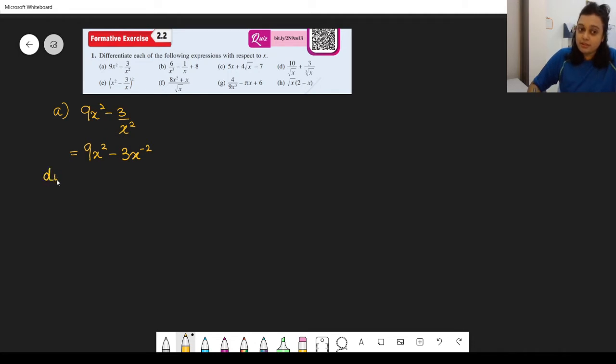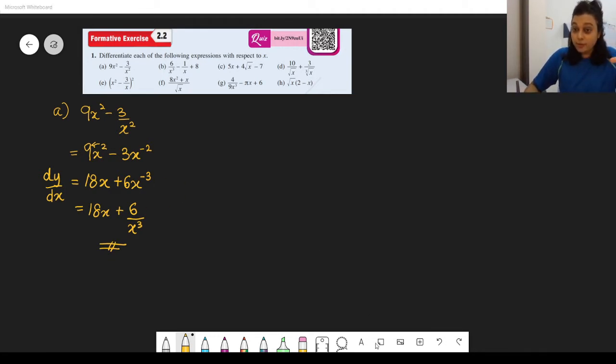So when you differentiate, dy/dx, you must multiply. So we times 9 times 2, 18, 18x, and the power is reduced by 1 already. Here you times negative 2 and negative 3 becomes positive 6x, negative 2 minus 1 is negative 3. You can write it back nicely: 18x plus 6 over x to the power of 3. Don't leave the x up there, bring it down. We want to make sure that it's written nicely.